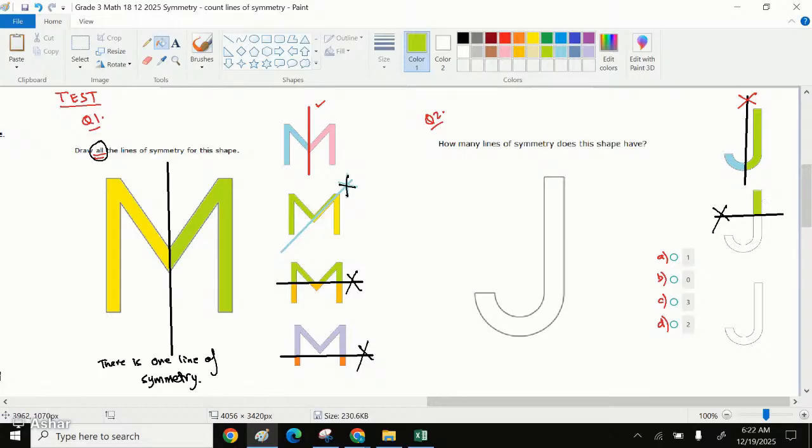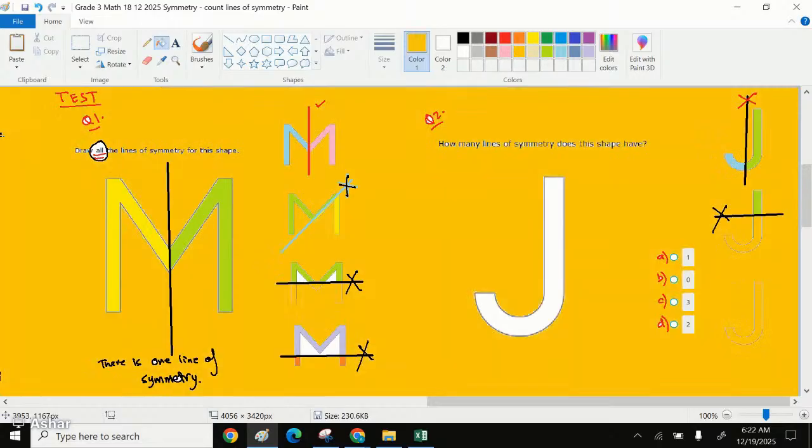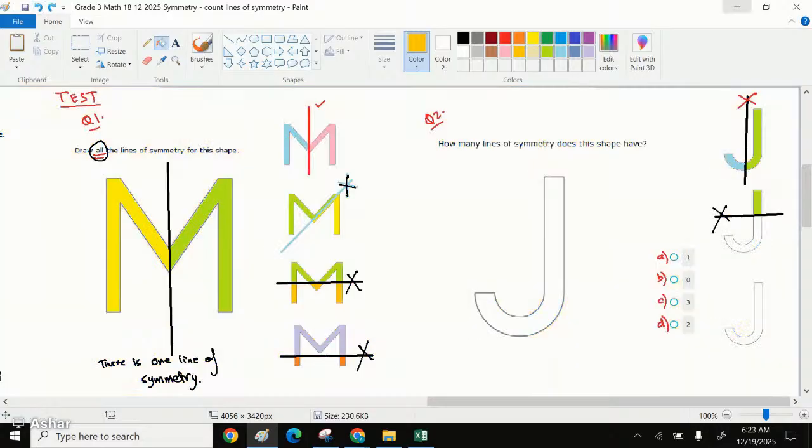So this was the part and this was the part. It does not look symmetrical, right? This shape does not look symmetrical. So what we can say is it's not symmetrical. Okay, let's try with a slant line. We can draw a slant line like this. Do they both look symmetrical? These two shapes are not symmetrical to each other. Okay, that means this is also not symmetrical.